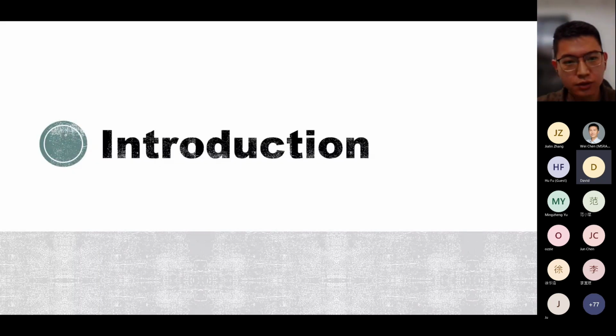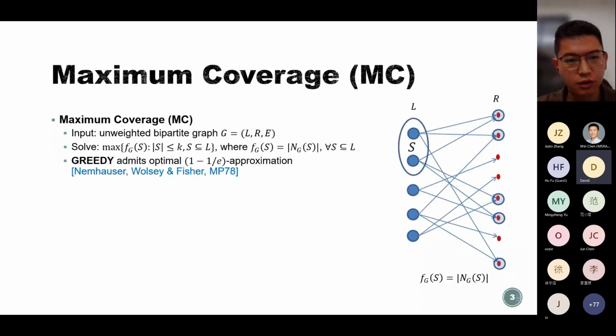I'll begin with two classical combinatorial optimization problems. The first one is the maximum coverage problem. In this problem, the input is an unweighted bipartite graph. We need to select at most k nodes from the left side such that the number of neighbors of this set is as large as possible. The objective function is denoted by f_G, also known as the coverage function. It is well known that this problem enjoys an optimal 1 minus 1 over e approximation algorithm, and this is optimal.